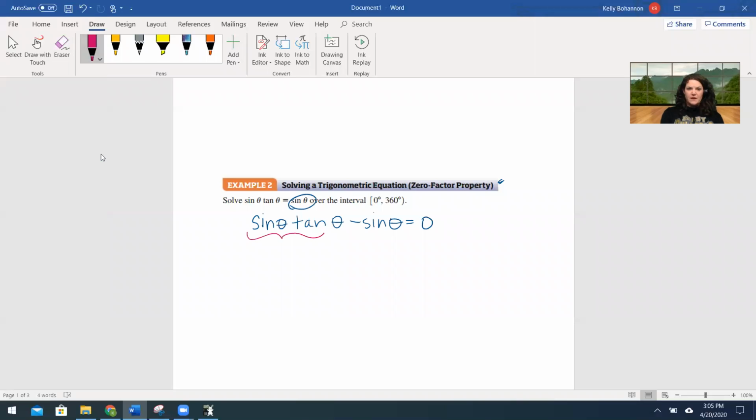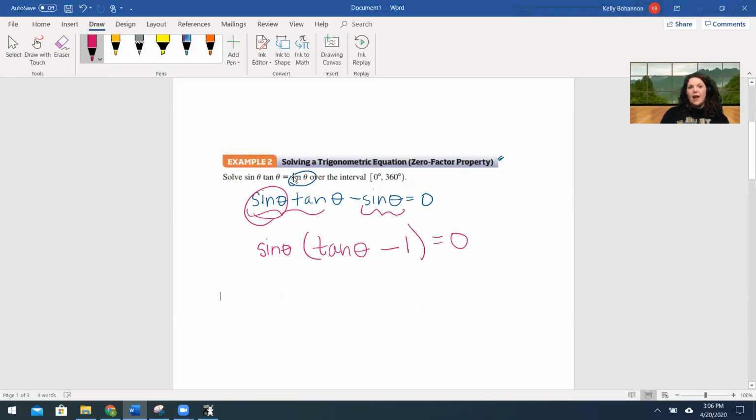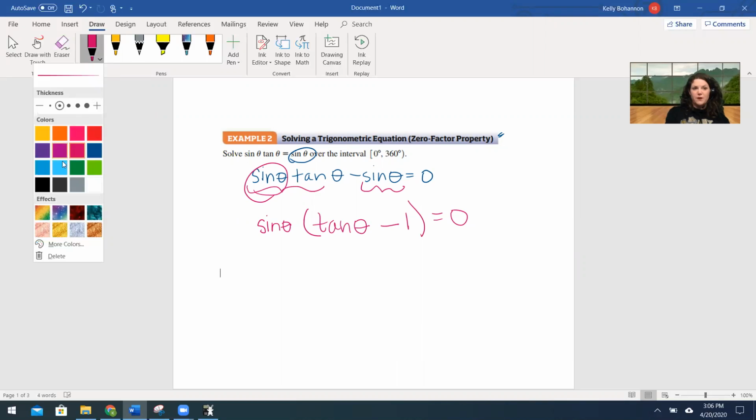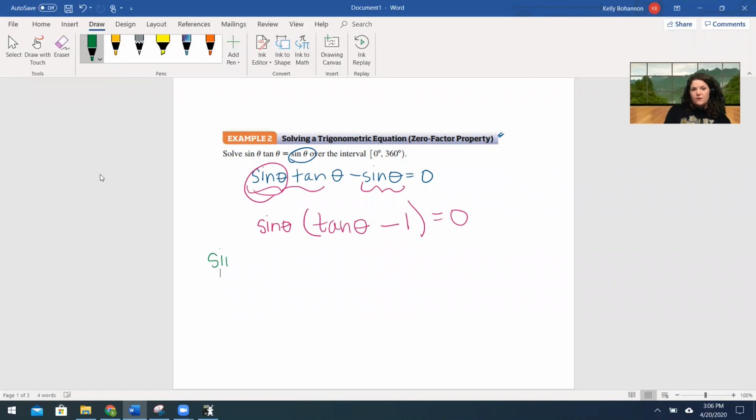There's a term here and a term here, and both of those terms happen to have a sine in them. So that means I'm going to factor out sine, or basically undistribute. If I take a sine from here, that leaves me tangent theta, and if I divide a sine out of here, it leaves me minus 1. Now I have two factors, and both of those factors can be set equal to 0 and solved separately. So that's how I get my trig functions by themselves.